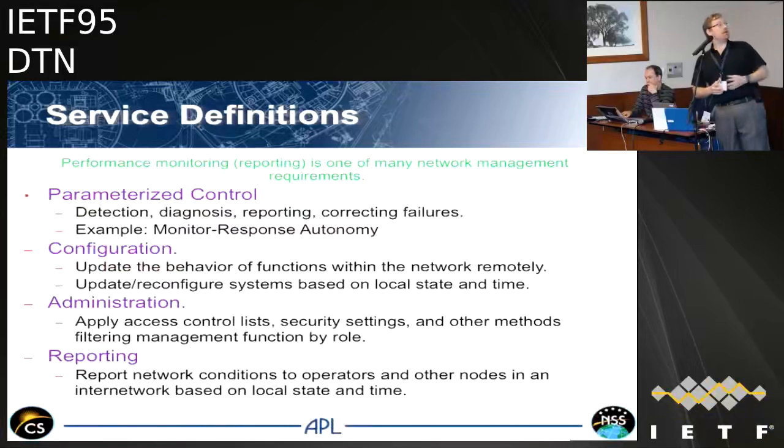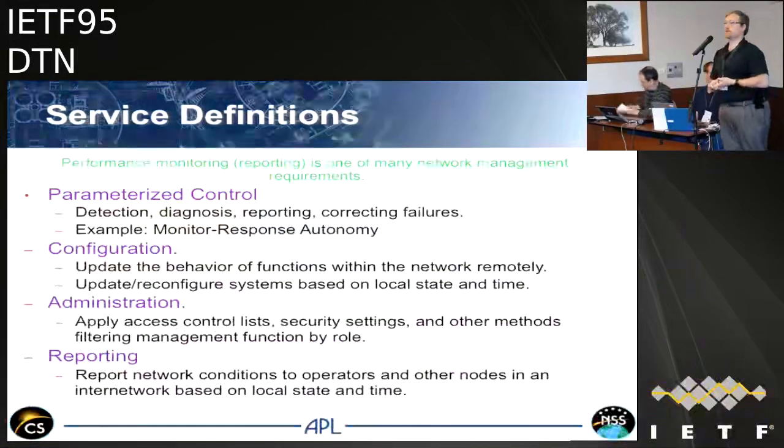Similarly, and perhaps it could be argued a subset of parameterized control, is configuration. The agent must be able to update the behavior of its functions within the network, both remotely, when you have a manager connecting, or a local manager separate from perhaps a human manager. The agent must also, in response to some monitor response system, be able to change its configuration, perhaps for deterministic processing amongst a set of pre-considered or predefined configurations. Administration, access control lists, security settings, filtering the management functions by role, what managers can do to which things on agents. That is also a service that has to be provided by this architecture.